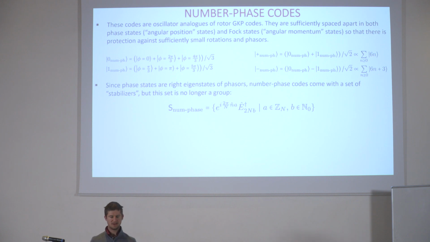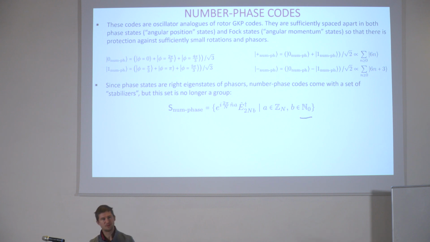And one of the other advantages of introducing these codes this way and going through all this phasor business is that there is actually a set of almost normal stabilizers for these things. And it's not quite the same because E is not unitary. That's the only issue. So remember, GKP states had these displacement stabilizers, and you can combine rotations and phasors to give you a sort of stabilizer group. It's not a group, sorry, a stabilizer set.